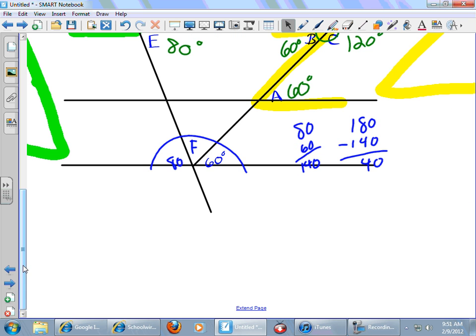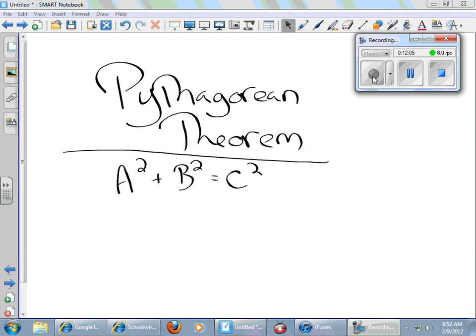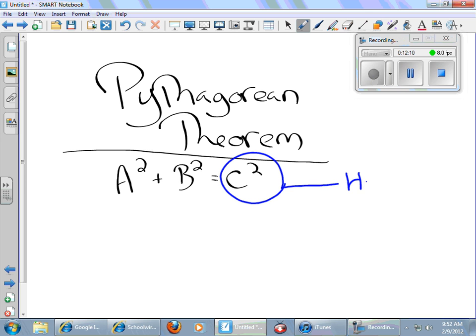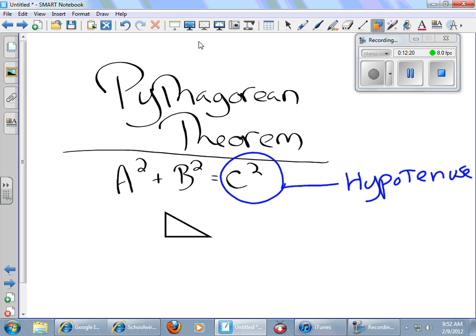All right, let's move on down and talk about the Pythagorean theorem. And remember, C is always the hypotenuse. The hypotenuse is the longest side of a right triangle. It is always found directly across from the right angle. The first thing I would do when I have a Pythagorean theorem problem is identify the hypotenuse. How do I do that? I go to the right angle, draw a line to the opposite side, and that is always C.